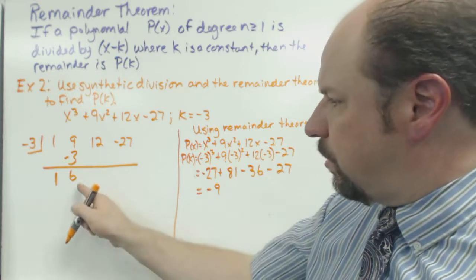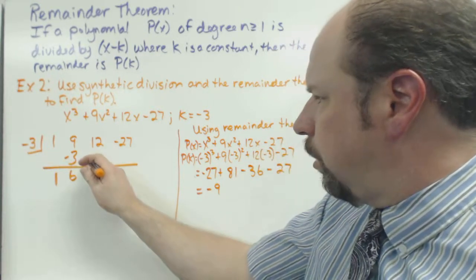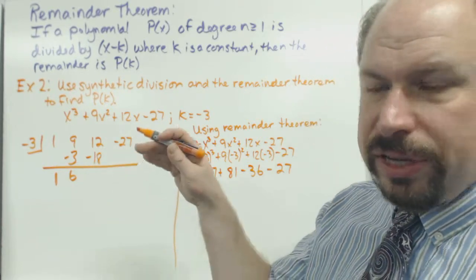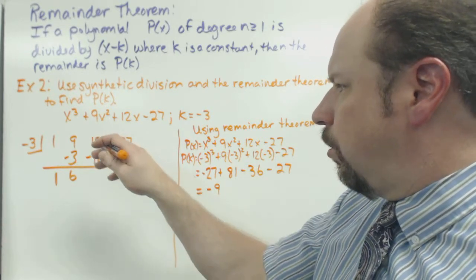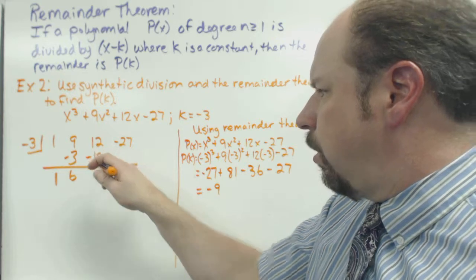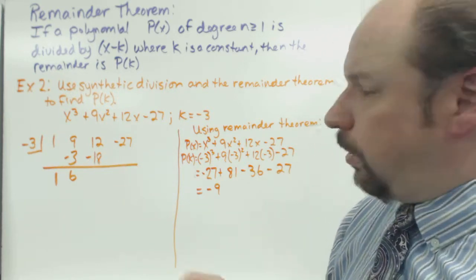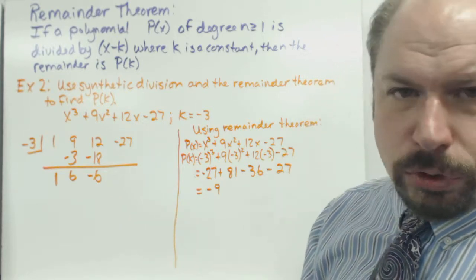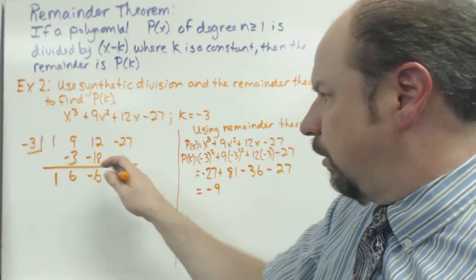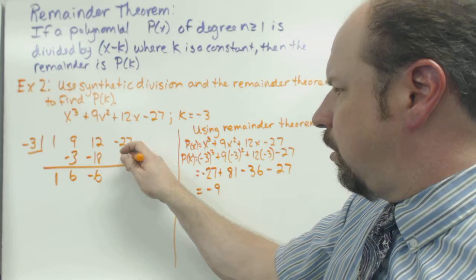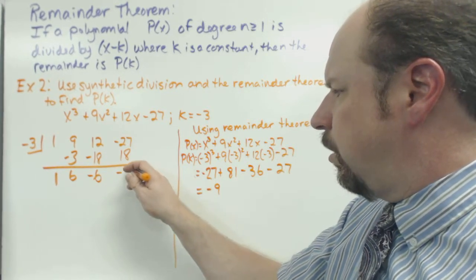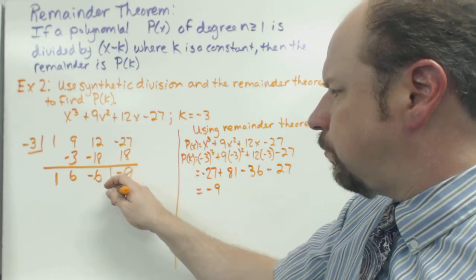Okay, from there, 6 times -3, well, that's -18. And we're going to once again add straight down. So 12 plus a -18 is -6. And we're going to multiply one more time. -6 times -3 is positive 18. So -27 plus 18 is -9.